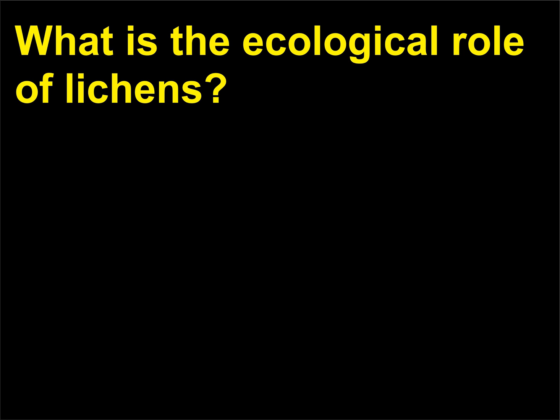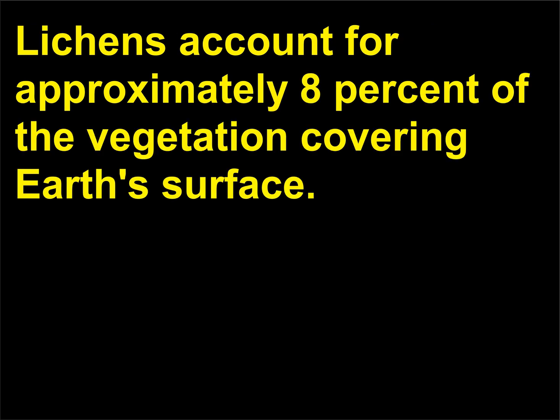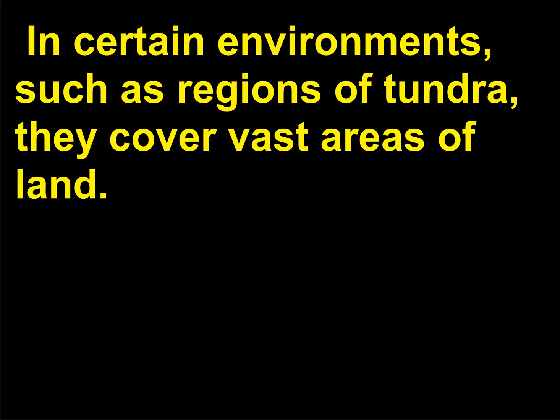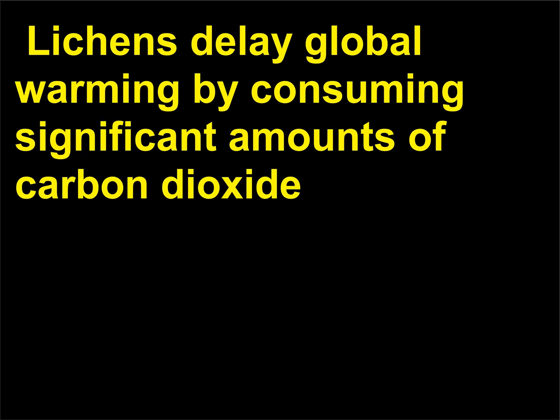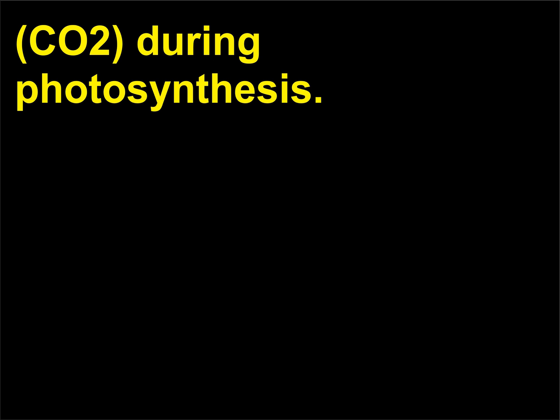What is the ecological role of lichens? Lichens account for approximately 8% of the vegetation covering Earth's surface. In certain environments, such as regions of tundra, they cover vast areas of land. Lichens delay global warming by consuming significant amounts of carbon dioxide, CO2, during photosynthesis.